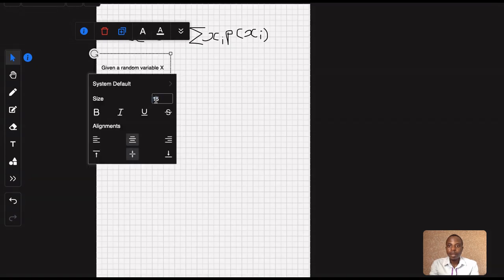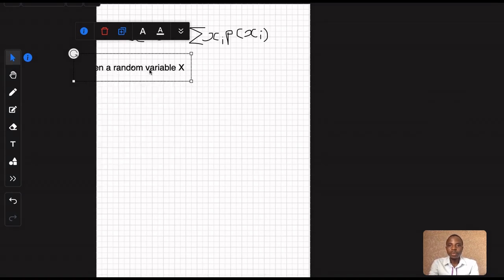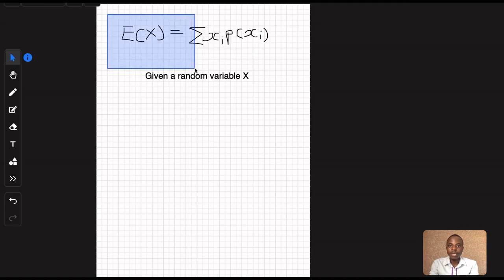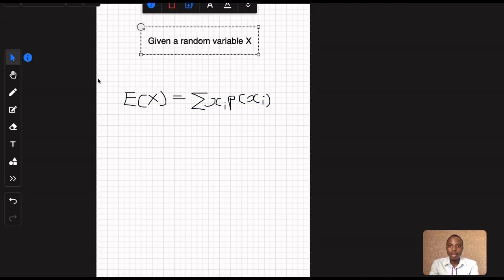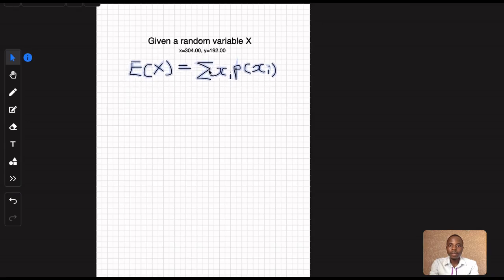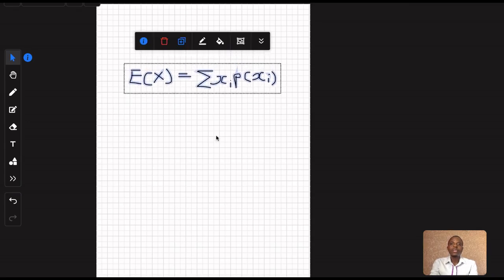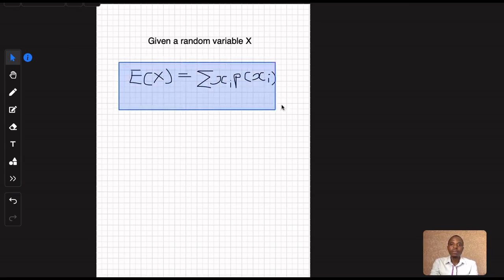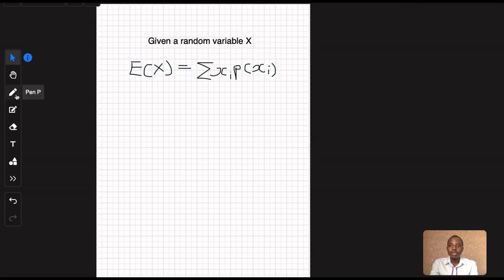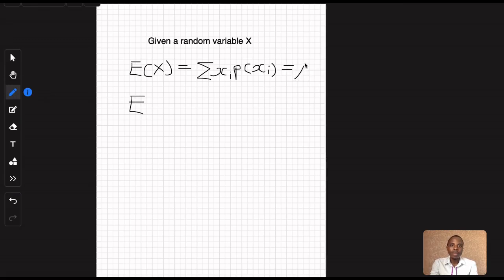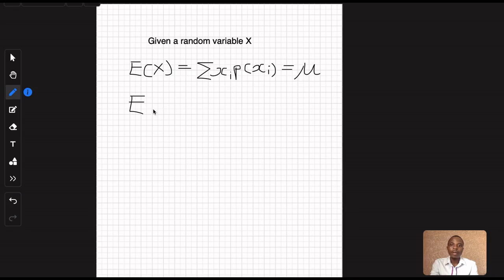Now, as we'll see very soon, what we call mathematical expectation is just a smaller part of what we call moments of a random variable. It is just one part of it. So the mathematical expectation in essence is the long-term mean. All right, so we also write it this way. I may put mu here, the Greek letter mu.